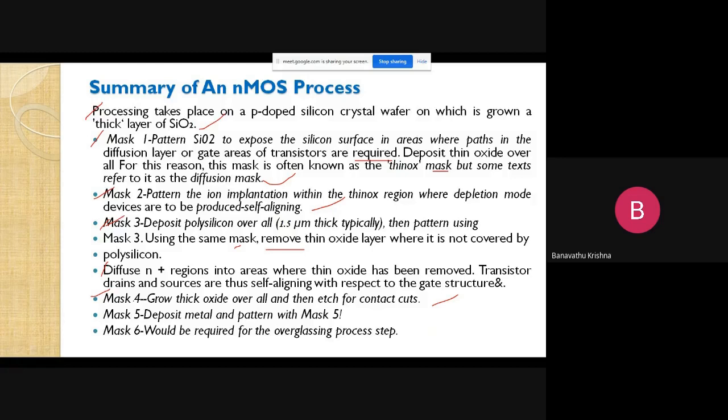Why do we need to remove it? Because we need to cover the entire surface with the metallization. Okay, and next, the fifth step here.